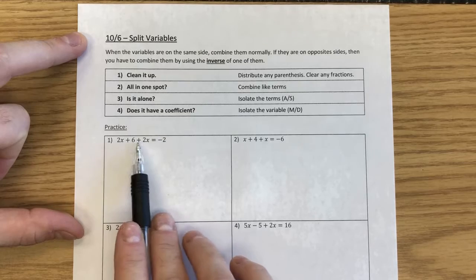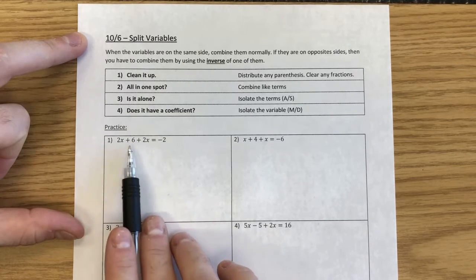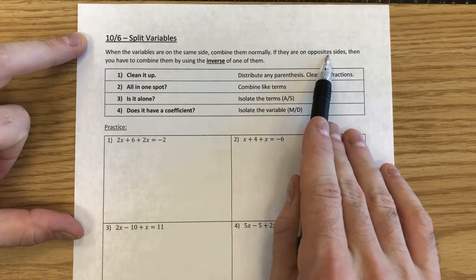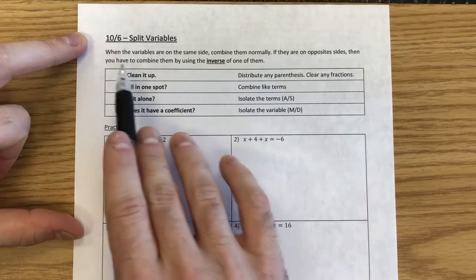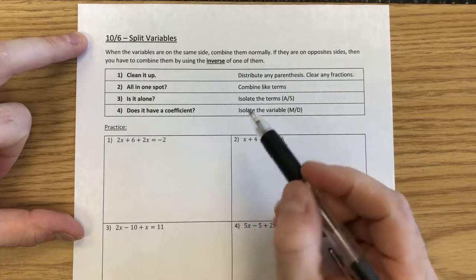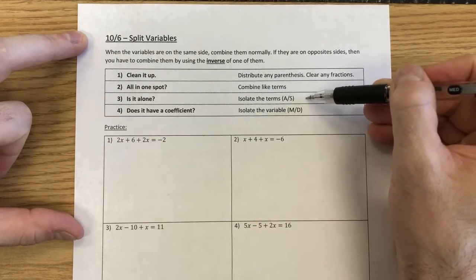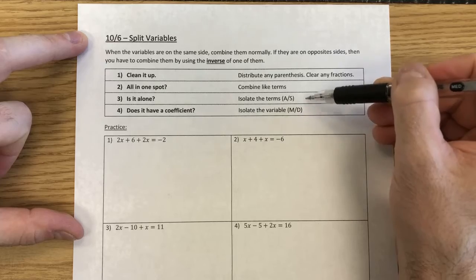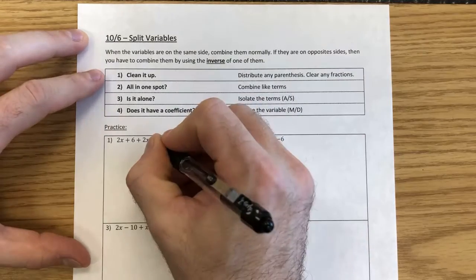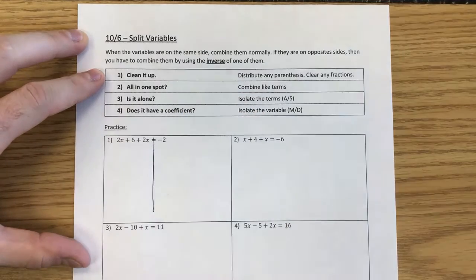So if I have an x and an x both on the same side of the equation, I'm going to combine them differently than if they're on opposite sides. Because if they're on opposite sides, I have to move them across the equation by performing what we call inverse operations. And as we've seen over the past few videos, we've worked our way up into more complicated equations. So let's take a look at what split variables look like in practice.